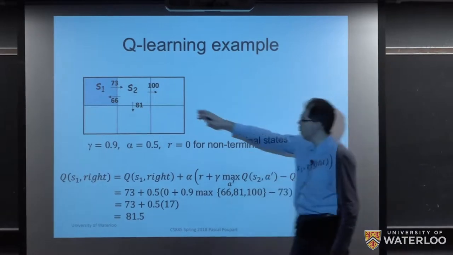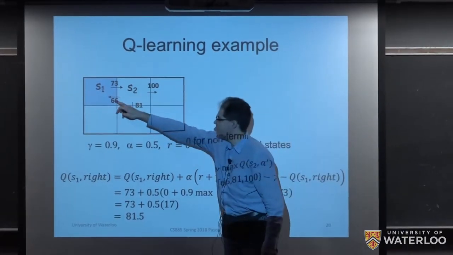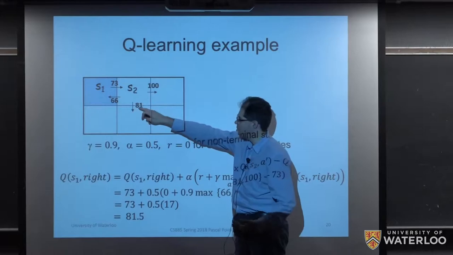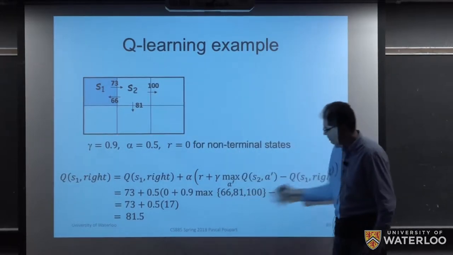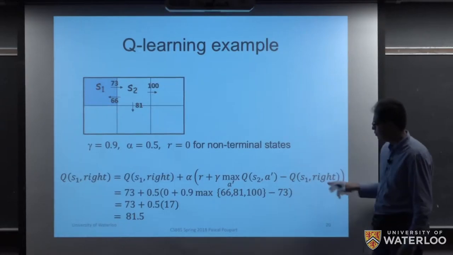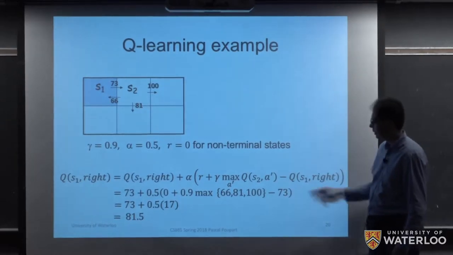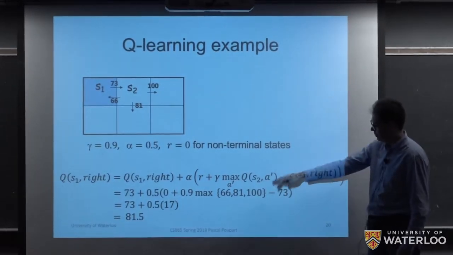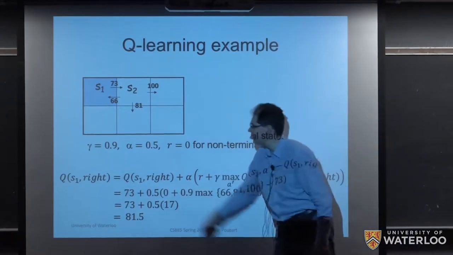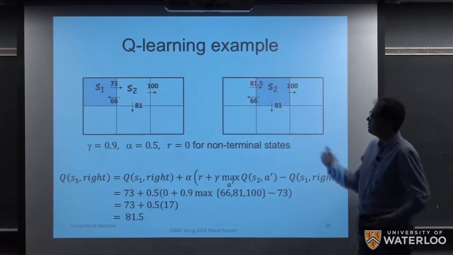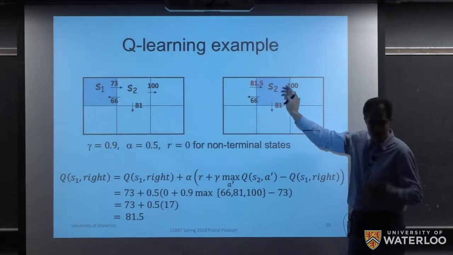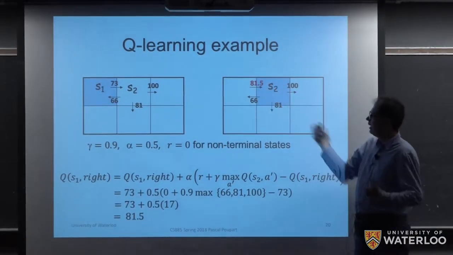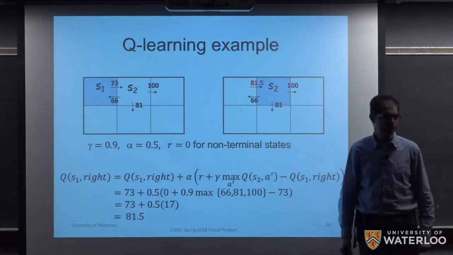So in state 2, you see we've got a Q value of 66 for left, another one of 81 for down, and 100 for right. So we take the max of that, minus the Q value of S1 going right, so that's 73. We just do the math, and we arrive at 81.5, which means that now we update the value for going right, and now we end up in S2.